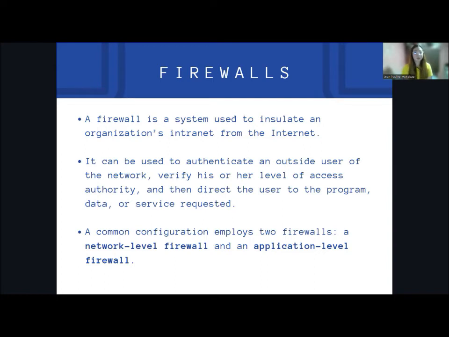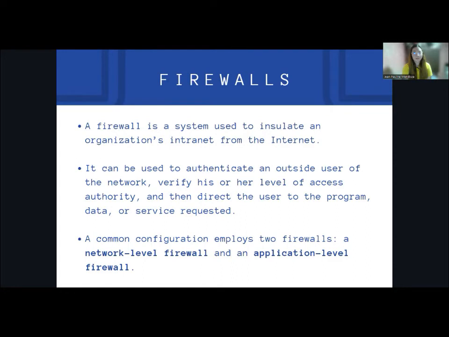So network level firewall provides basic screening of low security messages, for example, email, and routes them to their destinations based on the source and destination addresses attached. While the application level firewall provides high level network security, these firewalls are configured to run security applications called proxies that perform sophisticated functions such as verifying users' authentication.